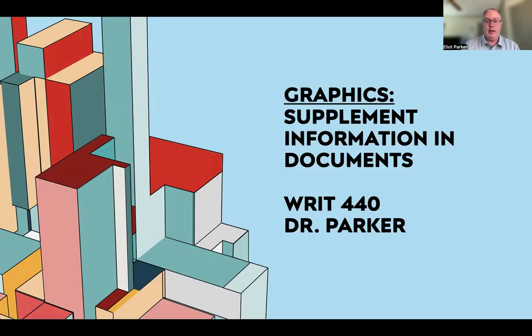But basically, if we were to find a definition for graphic, it is basically a tool that supplements information in documents. And that keyword, supplements, is important. You shouldn't have a document that is nothing but graphics and no explanation, because the audience isn't going to know necessarily what those graphics mean in the document as it relates to the topic.